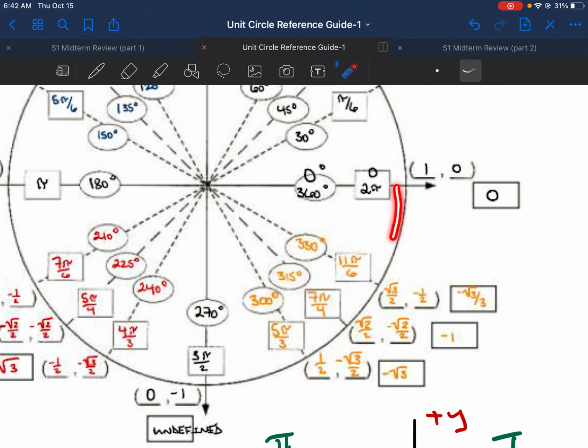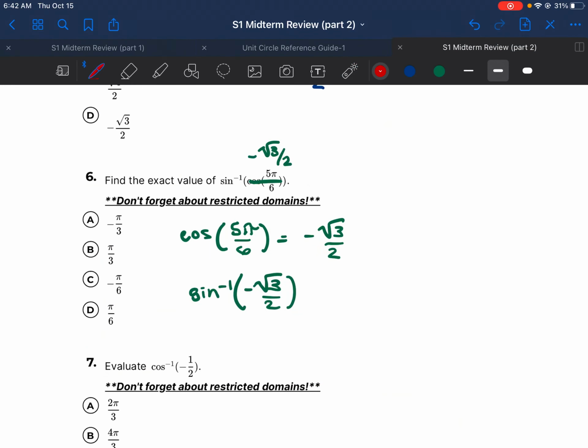Well, if you started at 0 and rotated clockwise, negative pi over 6 is actually the same. 11 pi over 6 is the same as negative pi over 6. 7 pi over 4 is the same as negative pi over 4. And 5 pi over 3 is the same as negative pi over 3. And this negative pi over 3 is in that restricted domain of negative pi over 2 to pi over 2. So the answer here is negative pi over 3.